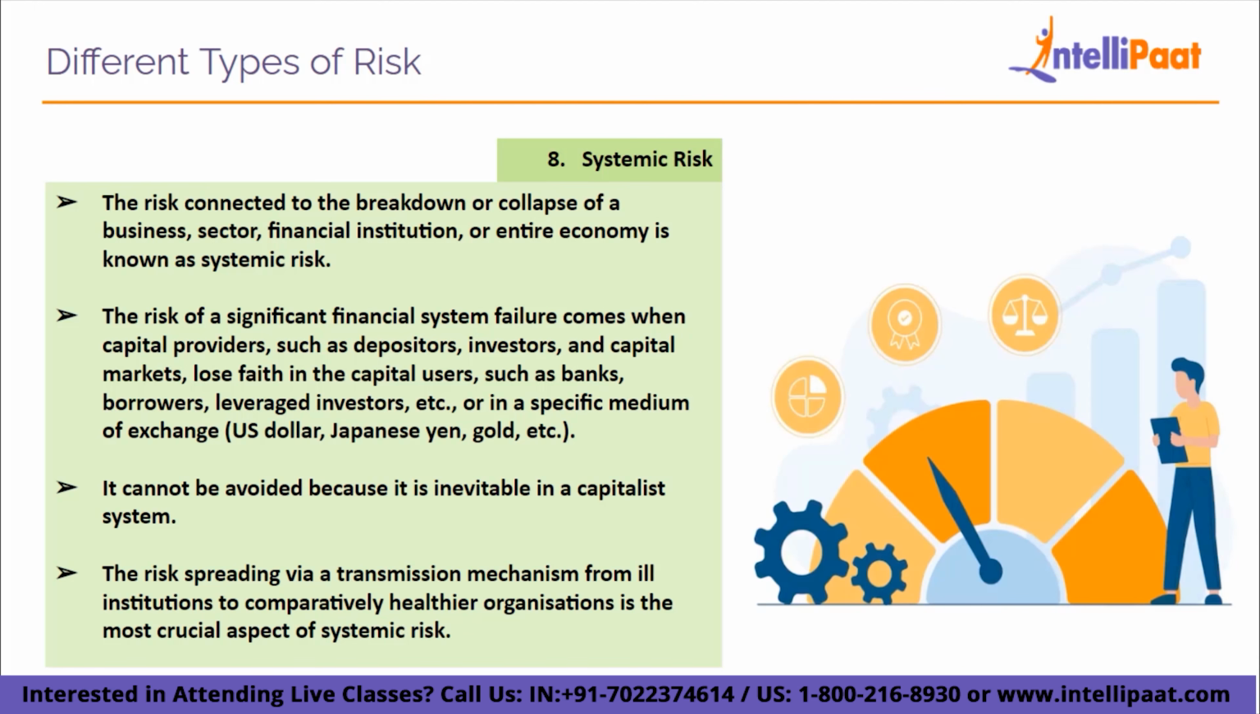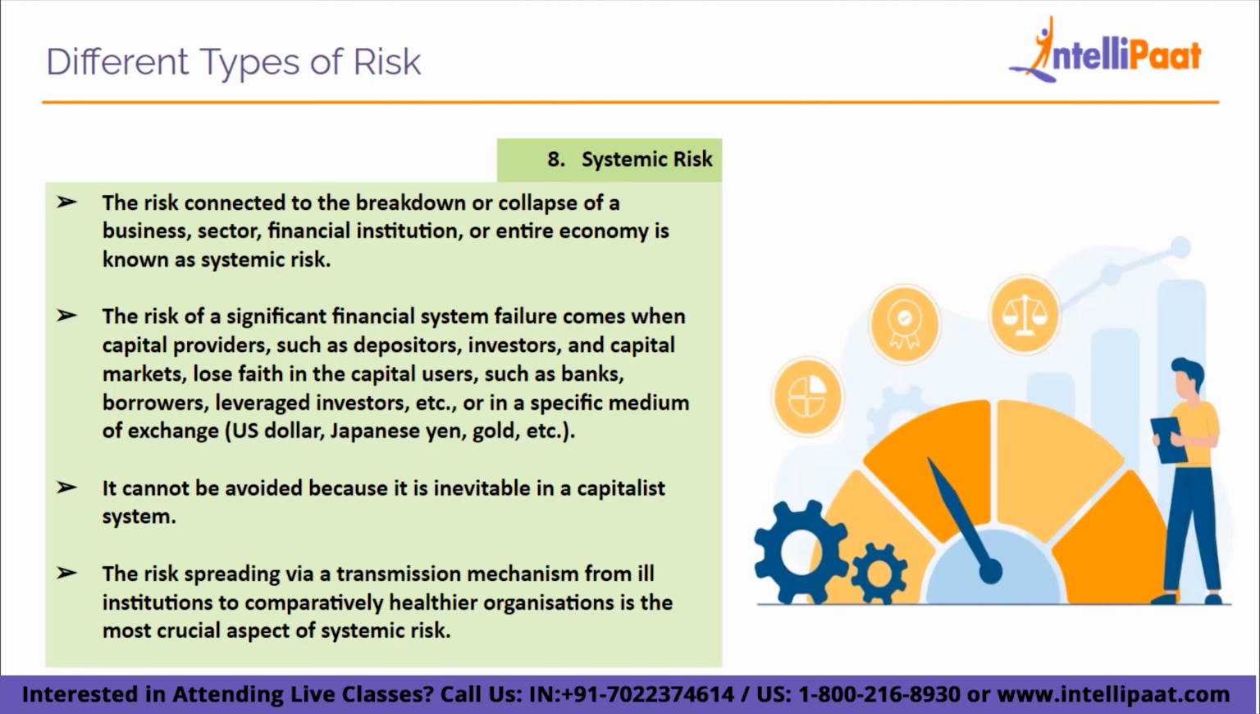This kind of risk becomes significant when the people providing money, like depositors and investors, lose trust in the people or institutions using that money, like banks and borrowers. It's like when everyone starts doubting if the system is reliable, and this can happen with different forms of money, like the US dollar or Japanese yen, right? And in a capitalist system, systemic risk cannot be avoided because it is inevitable. This risk spreads via a transmission mechanism from ill institutions to comparatively healthier organizations. And this is the most crucial aspect of systemic risk.